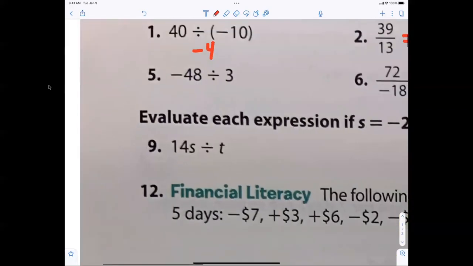48 divided by 3. Mental math. 3 goes into 4 how many times? 1. With how many left over? So now watch, I put the 1 right there. So now 3 goes into 18. 6. Now you tell me, is it positive or negative?